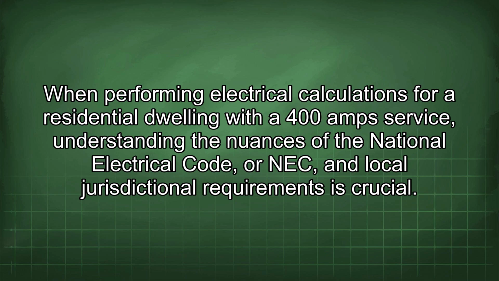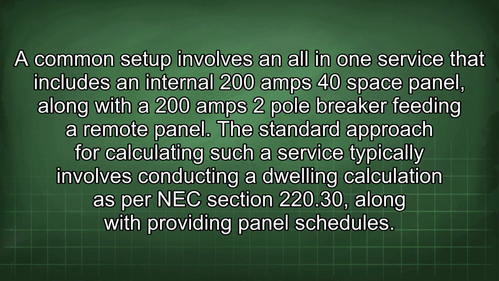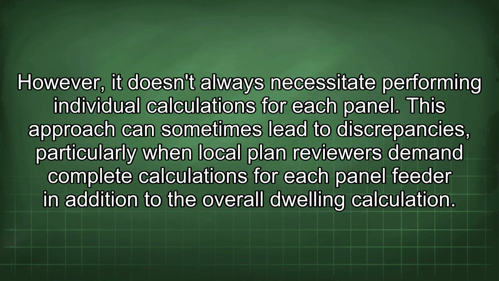When performing electrical calculations for a residential dwelling with a 400 amp service, understanding the nuances of the National Electrical Code, or NEC, and local jurisdictional requirements is crucial. A common setup involves an all-in-one service that includes an internal 200 amps 40 space panel, along with a 200 amps 2-pole breaker feeding a remote panel. The standard approach for calculating such a service typically involves conducting a dwelling calculation as per NEC section 220.30, along with providing panel schedules. However, it doesn't always necessitate performing individual calculations for each panel.